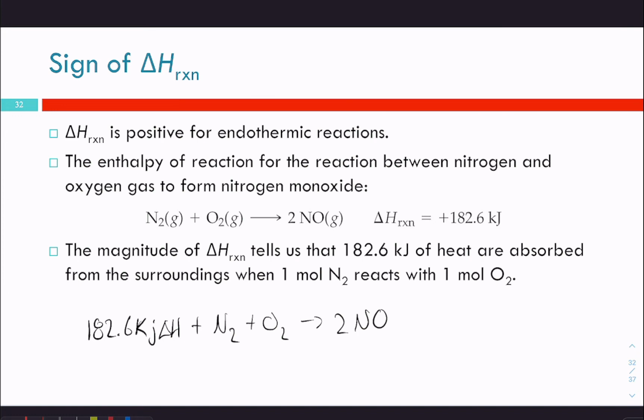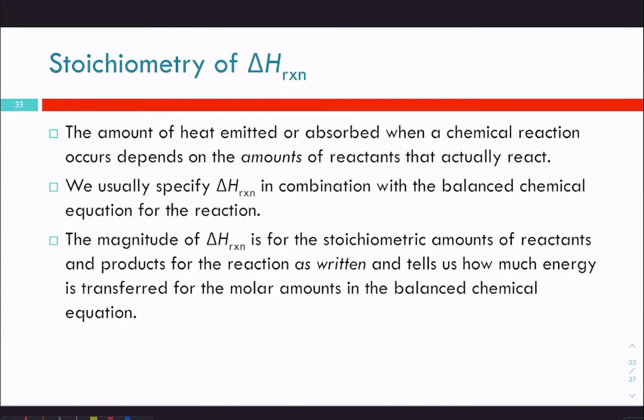So we make calculations of this as well. Because the amount of heat emitted or absorbed when a chemical reaction occurs depends on the amounts. If you burn twice as much methane, you'll get twice as much heat. If you burn half as much methane, you'll get half as much heat.